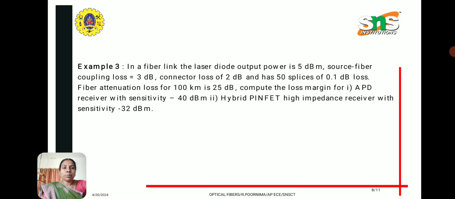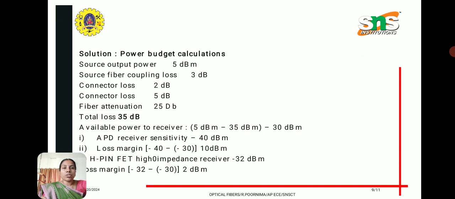In the next example, the laser diode output power is 5 dBm. The source fiber coupling loss is 3 dB, connector loss is 2 dB, and there are 50 splices of 0.1 dB loss each. The fiber attenuation loss for 100 km is 25 dB. Compute the loss margin for an APD receiver with sensitivity of minus 40 dBm, and a hybrid PIN-FET high impedance receiver with sensitivity of minus 32 dBm. For this question we have to calculate the loss margin.